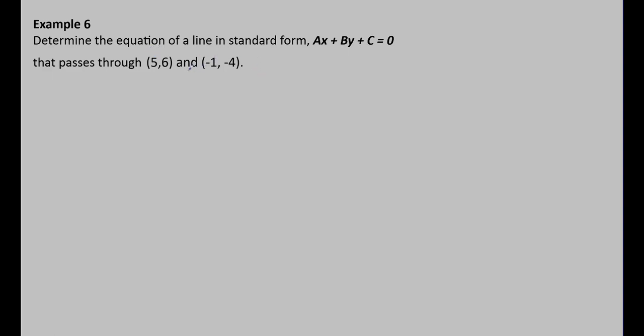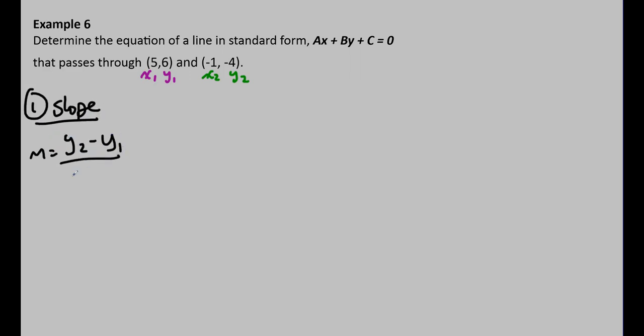Example 6, same thing. Pass through this. I'm going to label my points because that's helpful for me and it might be helpful for you. You don't have to do this though. First step is slope. Exactly. Good. And I rewrite my formula. Hopefully you guys know it by now that it's the slope formula. And you can start plugging it in.